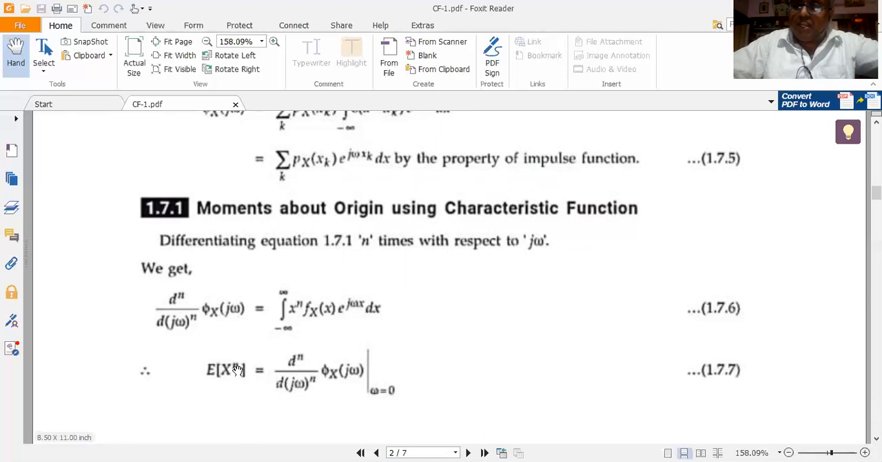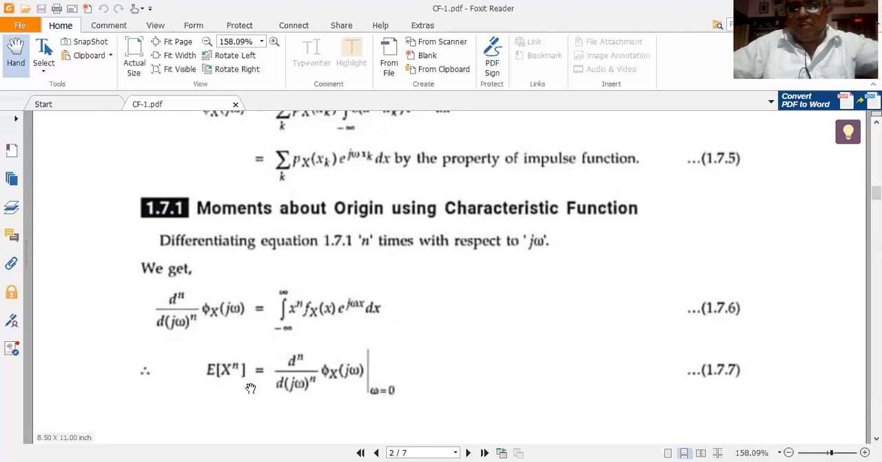So here n is a positive integer. n can never be a negative integer because successive differentiation corresponds to integers. It cannot correspond to negative differentiation, right? Only positive differentiation exists in the mathematical literature. So if I put n is equal to 1, I get E of x is equal to d by dj omega of phi x of j omega at omega is equal to 0. E of x is nothing but the mean mu x.